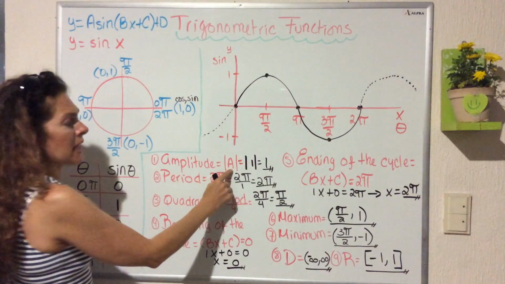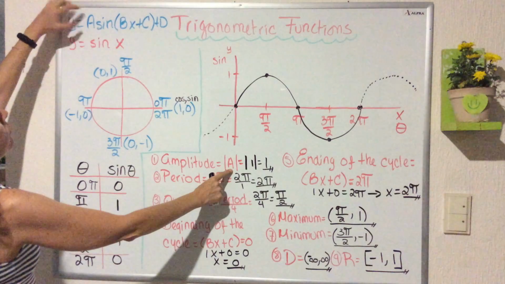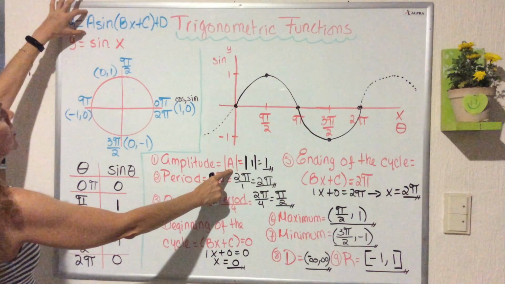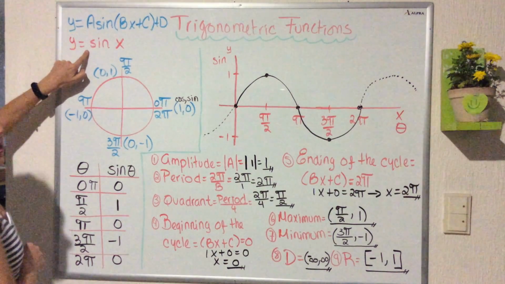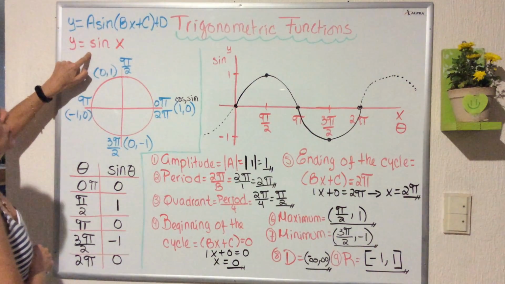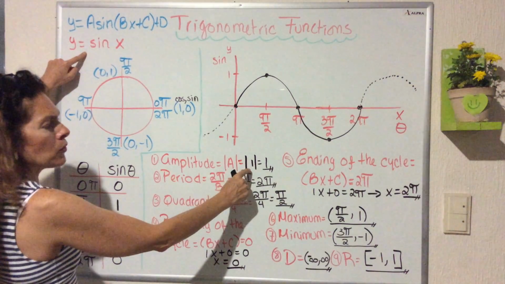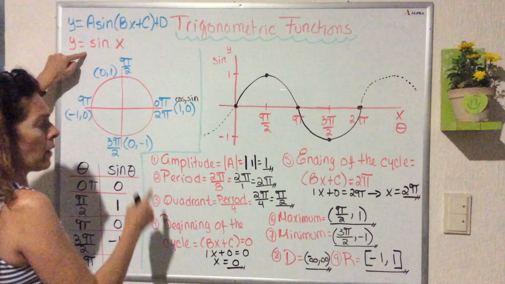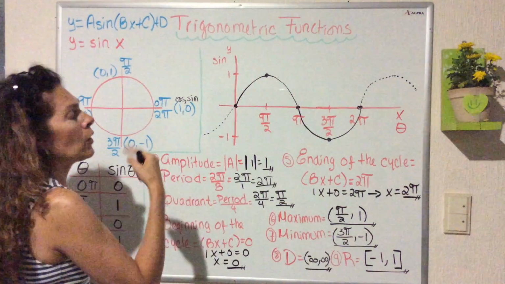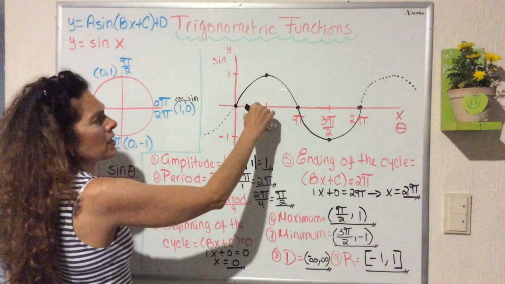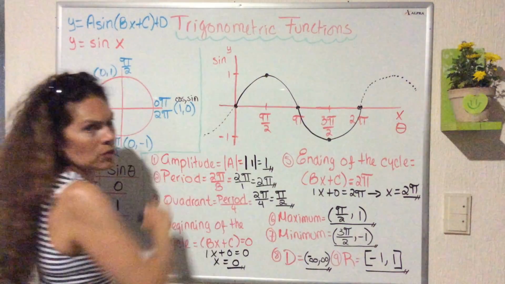The amplitude equals the absolute value of A, and let's go back to our form of the trigonometric function. As you can see, this is A sine. A is the coefficient of sine, and which is the coefficient in the function that we are plotting? It is 1, okay? So we write the absolute value of 1 equals 1. So the amplitude in this function is 1, okay? So now you know that the amplitude from the x-axis to the maximum point is going to be 1, and also to the minimum point.